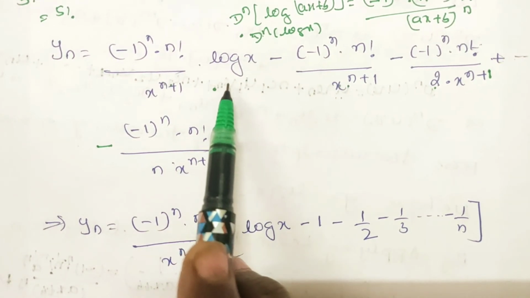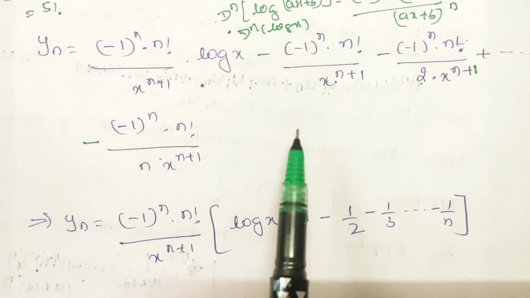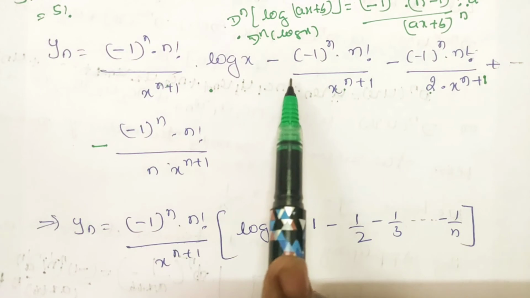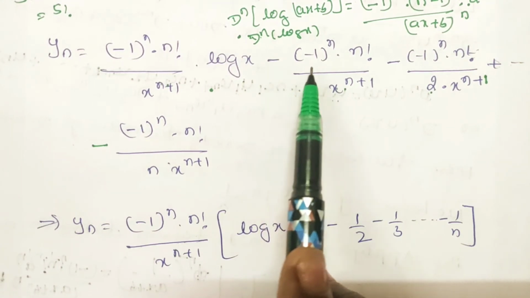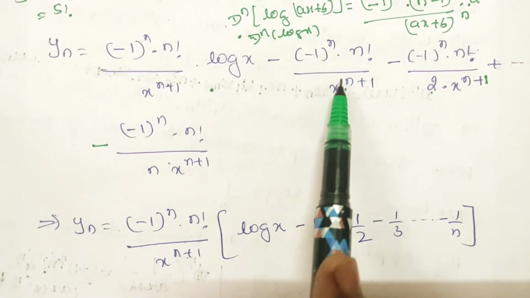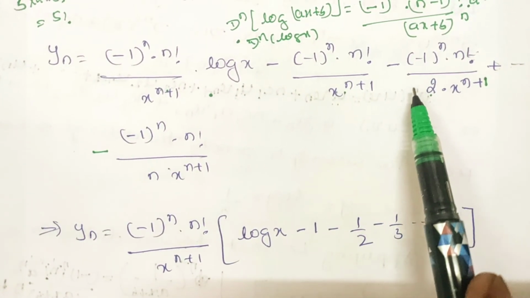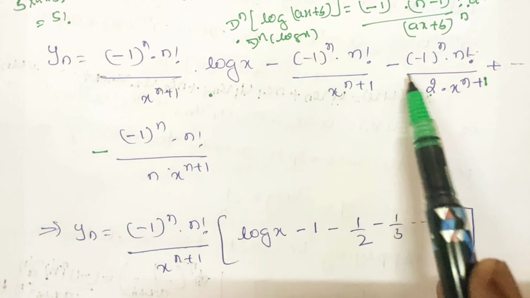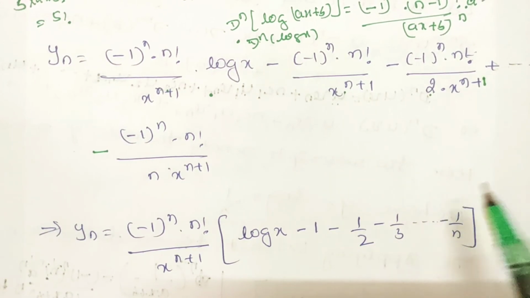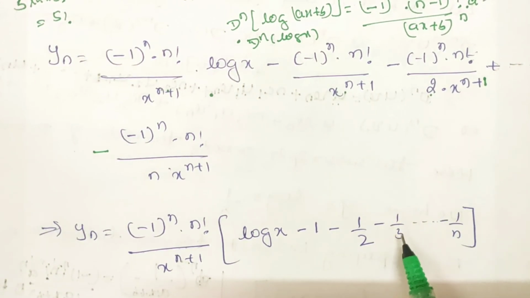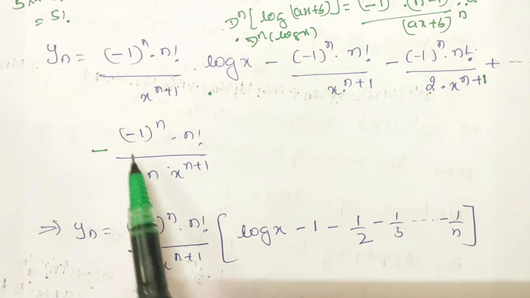So write the remaining terms. This is log x simply, and minus, here what else remains, minus, all the terms we have taken common, it is simply minus 1, and here what else remains, only 1 by 2 remains, no? It is minus 1 by 2, etc. We can generalize this one. Next is minus 1 by 3, etc. Here we have minus 1 by n.